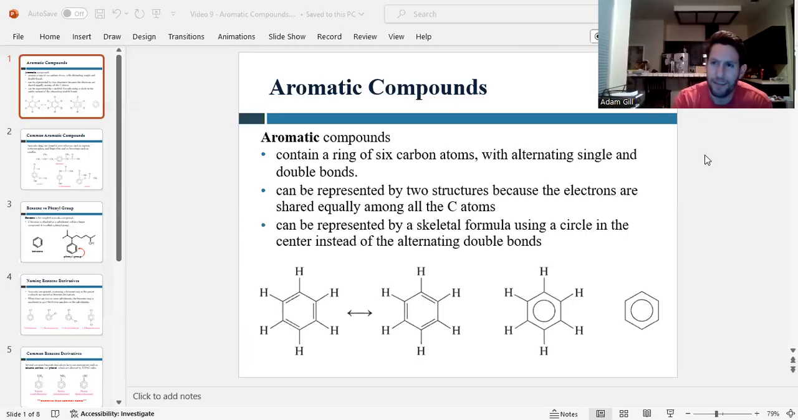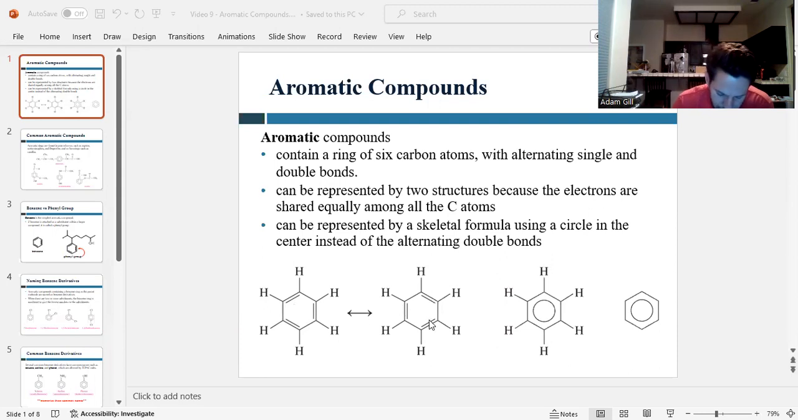Hey everyone. In this video, we're going to be talking about aromatic compounds. Now, as we previously learned, aromatic compounds have a six-membered ring with alternating single and double bonds. Now, these double bonds can be represented by either of two structures.